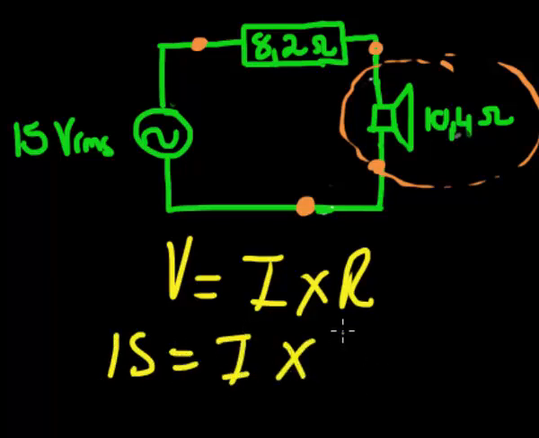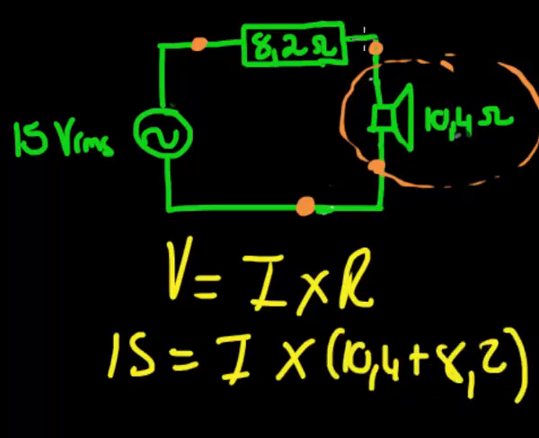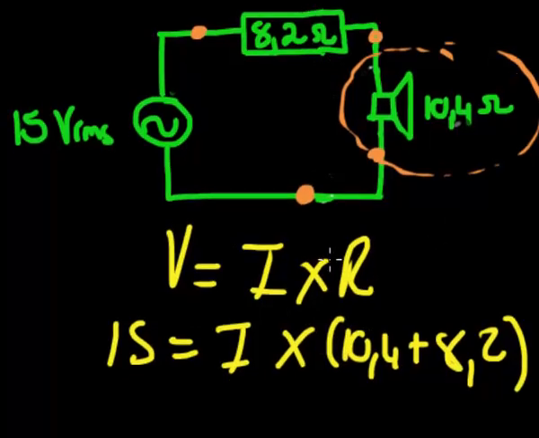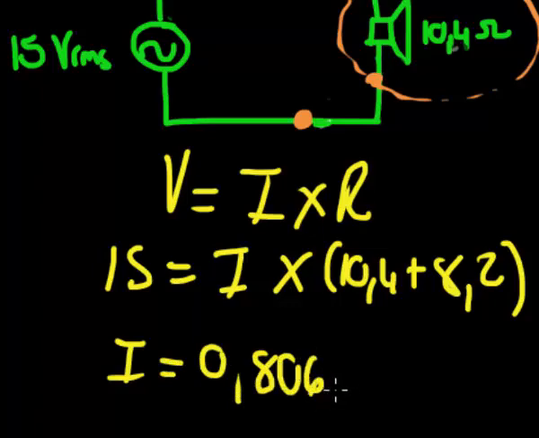So from this we're going to say 15 is equal to the current times 10.4, which is the resistance of the speaker, plus the 8.2, which is the resistance of our other resistor in series. Note though, because we calculate the total current, we use the total potential difference and the total resistance. That's why we add them up. And the current that we get from this is 0.806.